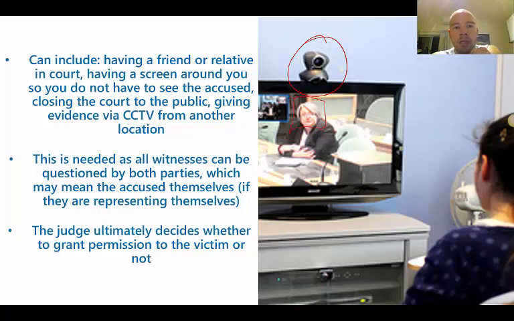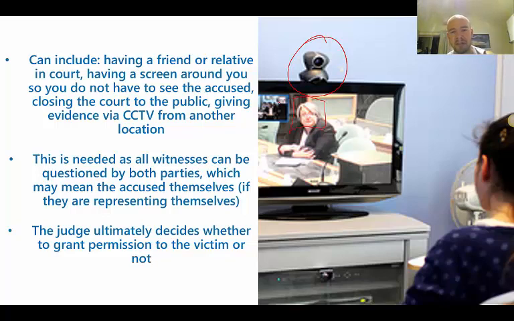As well as that, it could mean you're actually in the courtroom in the normal witness dock, but you have a friend or relative with you. They don't say anything. They're not allowed to answer any questions or interrupt or help you, but they're just there, that physical presence. You can have a screen erected around you so you don't have to see the accused person. You give your evidence from behind it.